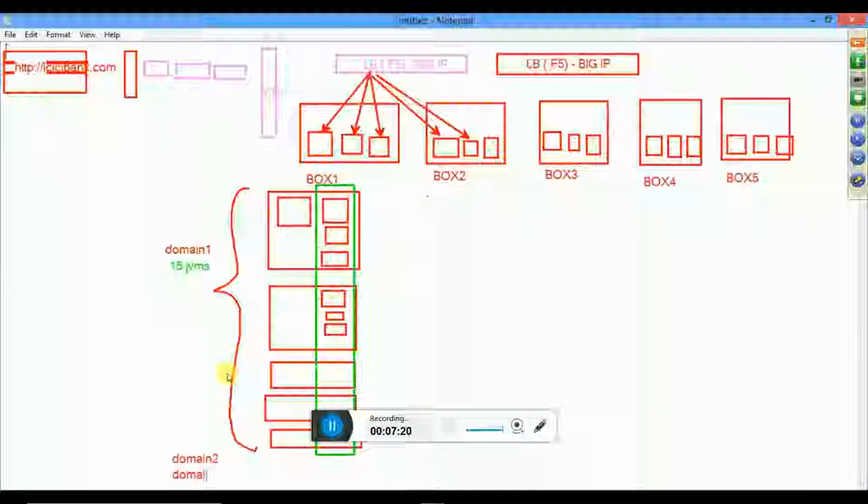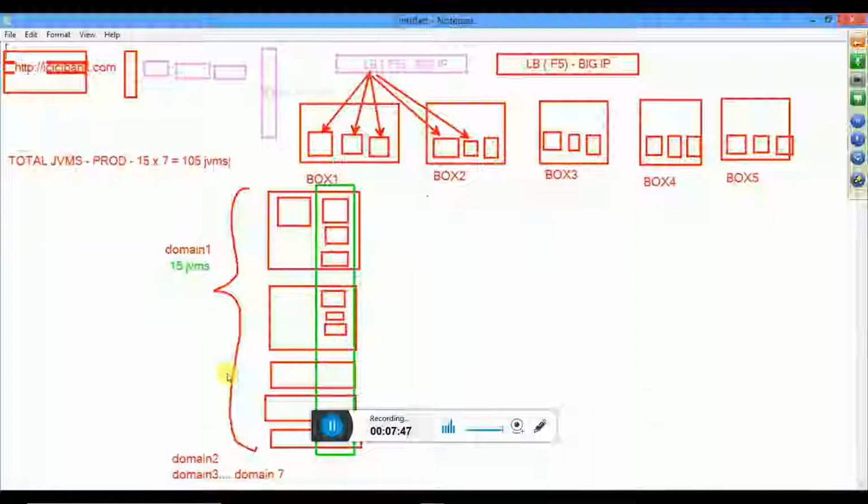Domain 2, domain 3, like this up to domain 7. So each domain has 15 JVMs. So the total number of JVMs you have in prod is 15 per domain multiplied by 7 such domains. So you have 105 JVMs.